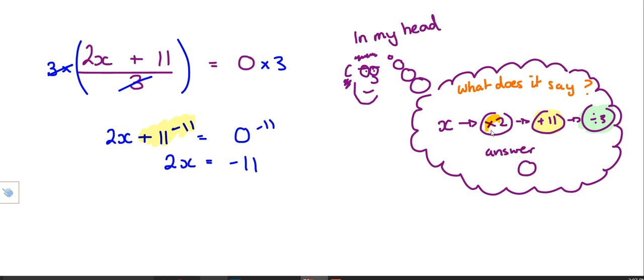Now I have to undo the times by 2, which is this bit. So I divide by 2. And then I just need to say, well, a negative 11 split into 2 parts is negative 5.5. I get it now. 5.5 is also negative 5 and 1/2. Right. How'd you feel about that?